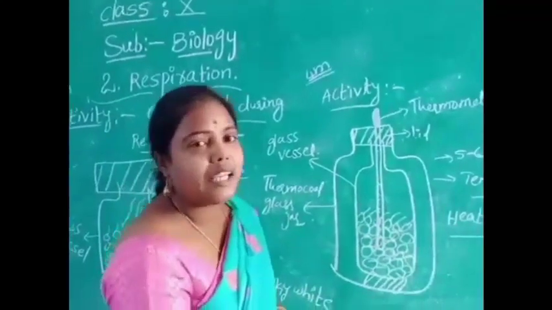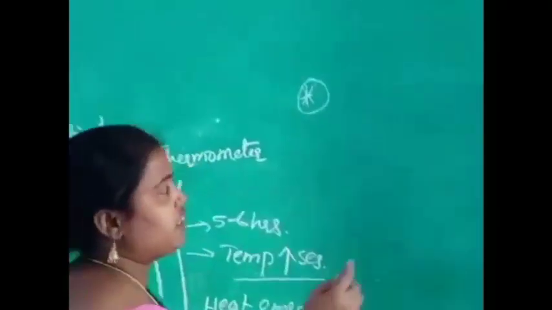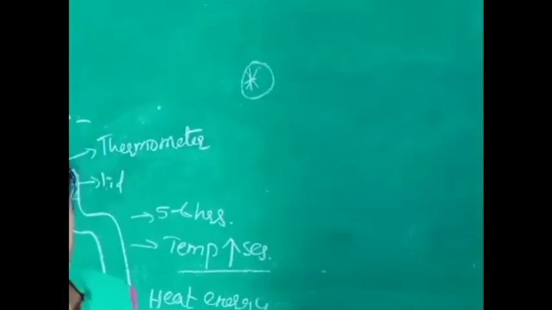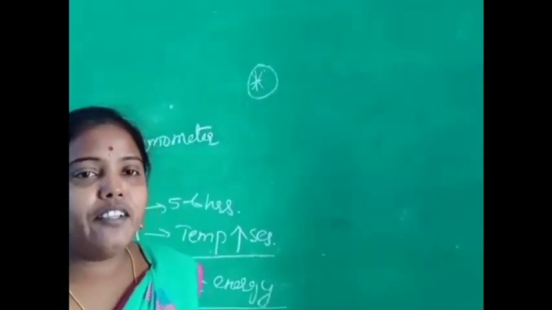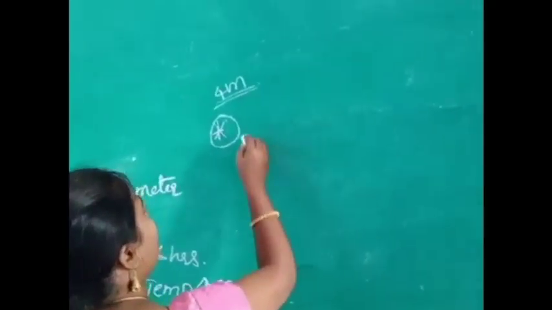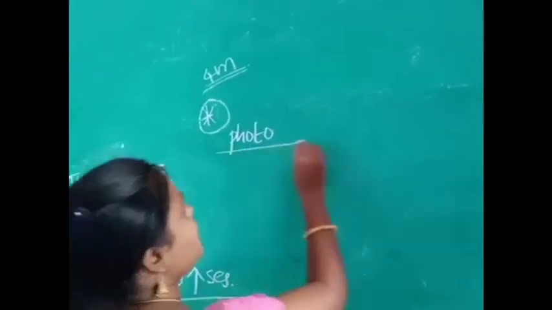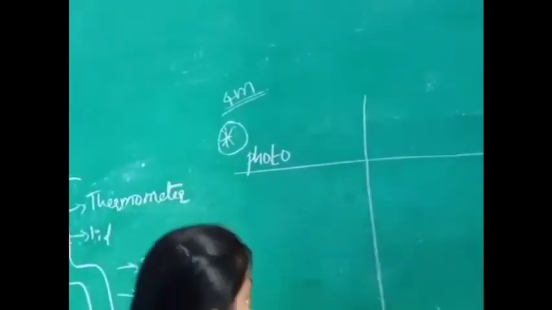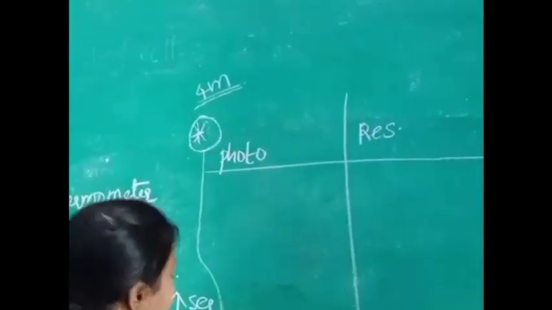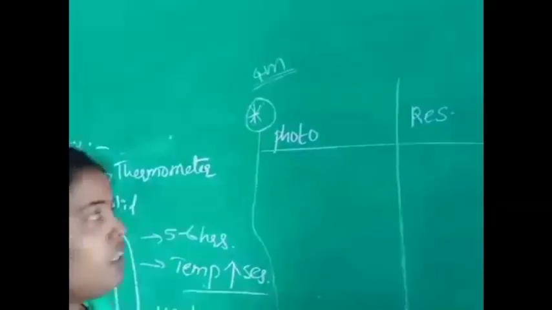This is about activity. Next, the last topic present in this chapter is nothing but the differences between photosynthesis and respiration process. Very important 4 marks now. Write the differences between photosynthesis process and respiration process.